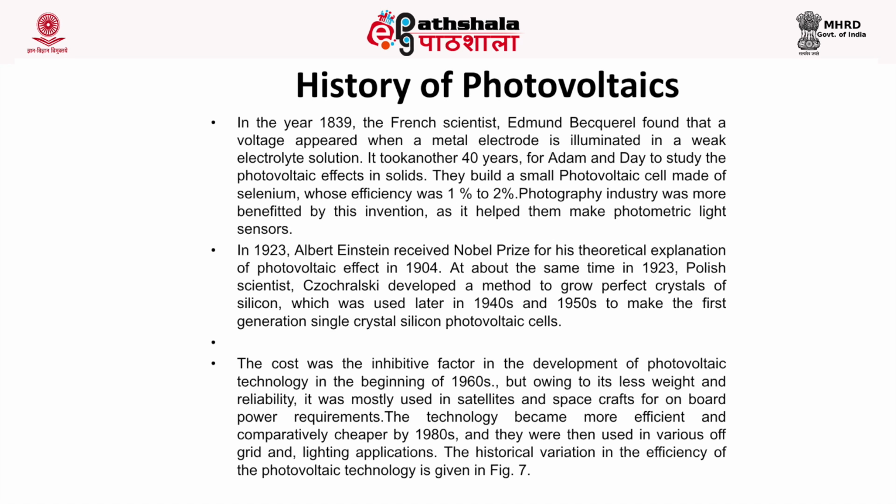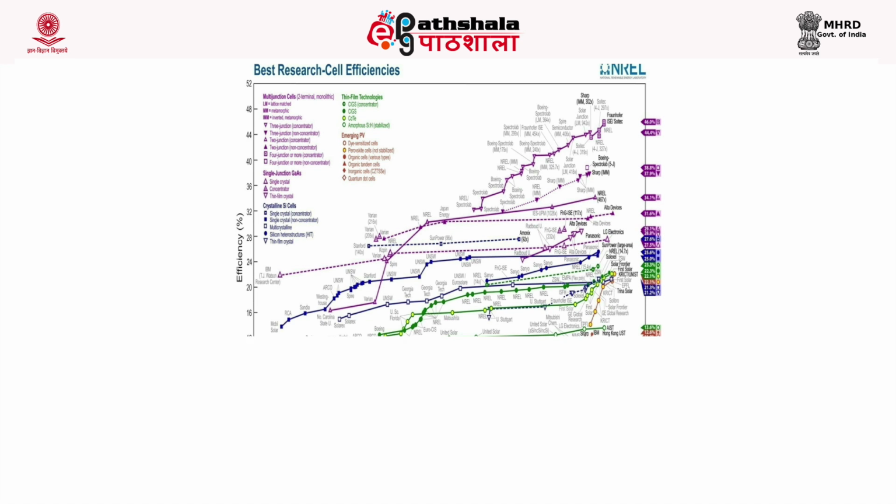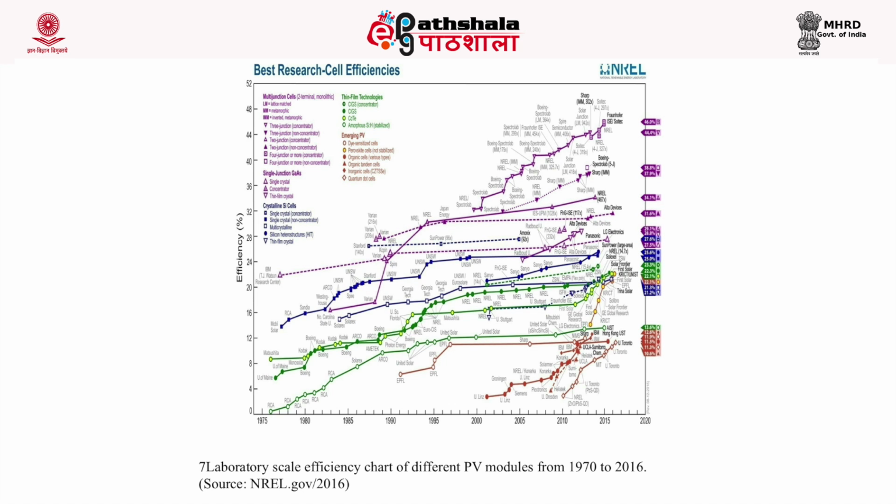In the beginning of the 1960s, cost was the inhibitive factor in the development of photovoltaic technology. But owing to its low weight and reliability, it was mostly used in satellites and spacecrafts for onboard power requirements. The technology became more efficient and comparatively cheaper by the 1980s, and was then used in various off-grid and lighting applications. The historical variation in the efficiency of photovoltaic technology is given in this figure. You can see the efficiency has improved over time.